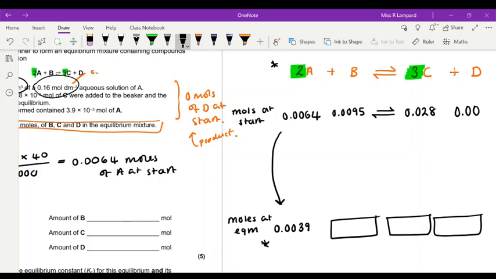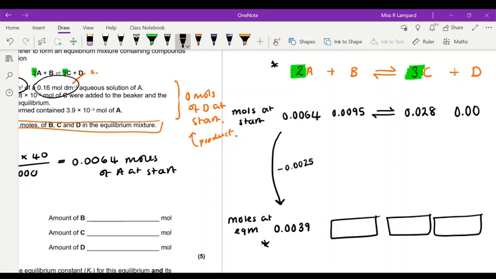Now, first of all, we need to work out, well, how many moles has A gone down by? So to work that out, we're going to do 0.0064 minus 0.0039, and we're left with 0.0025. So there's a difference there of 0.0025 moles of A.